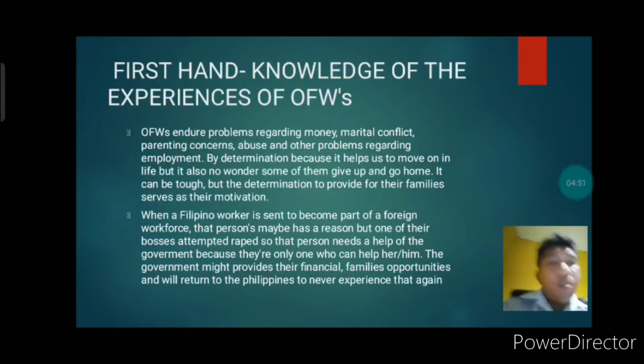as their motivation. When a Filipino worker is sent to become part of the foreign workforce, the person may have a reason, but if one of their bosses attempts rape, that person needs the help of the government because they are the only one who can help her or him. The government might provide financial help and family opportunities, and the worker will return to the Philippines to never experience that again.